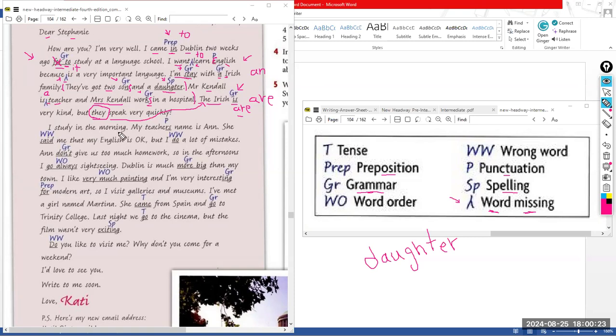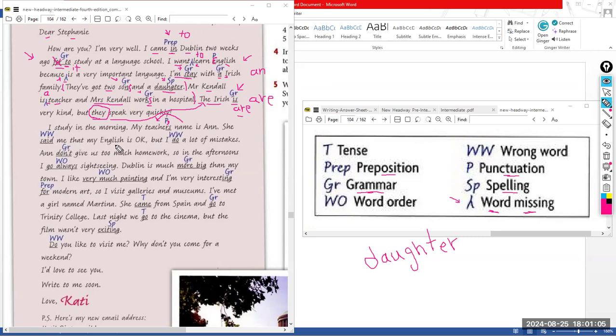Now, I study in the morning. My teacher's name is Anne. So notice here that we have a punctuation mark mistake. Can you please correct this? Exactly. So notice that I have to say my teacher's name. I have to write the apostrophe S. Notice that this is about possession because I'm talking about the name of the teacher. Because this is possession, I have to write the apostrophe S, which is talking about possession. So my teacher's name is Anne.